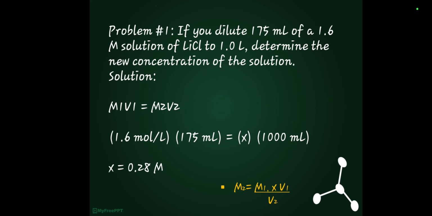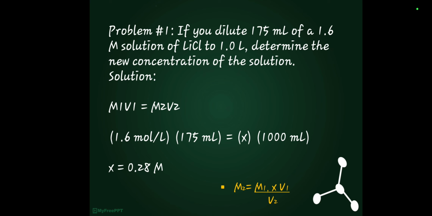So let's proceed to problem 1. Okay, so try the first one. This would be problem 1, or the first example. For the first example, we have: if you dilute 175 mL of a 1.6 M solution of lithium chloride to 1.0 L, determine the new concentration of the solution.